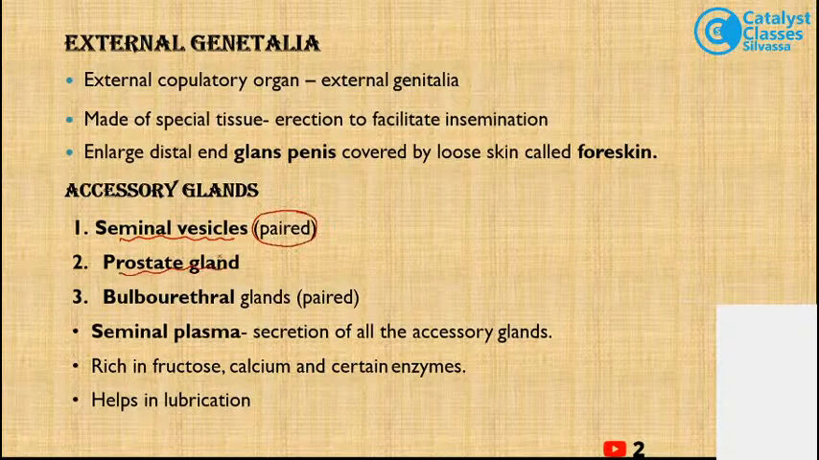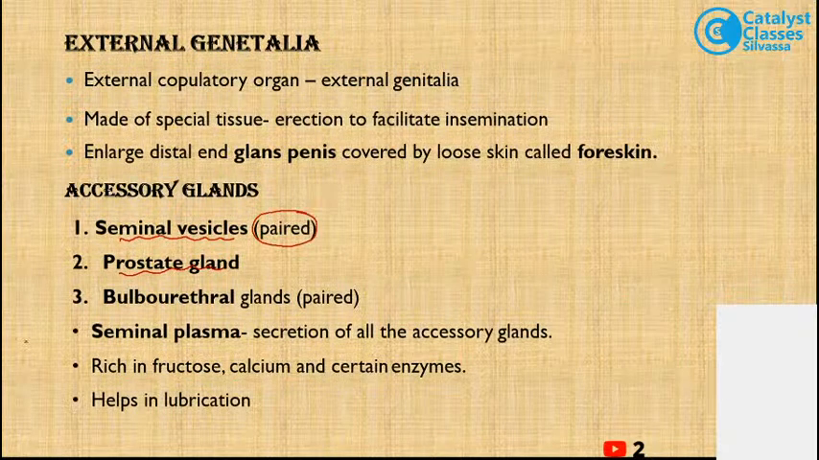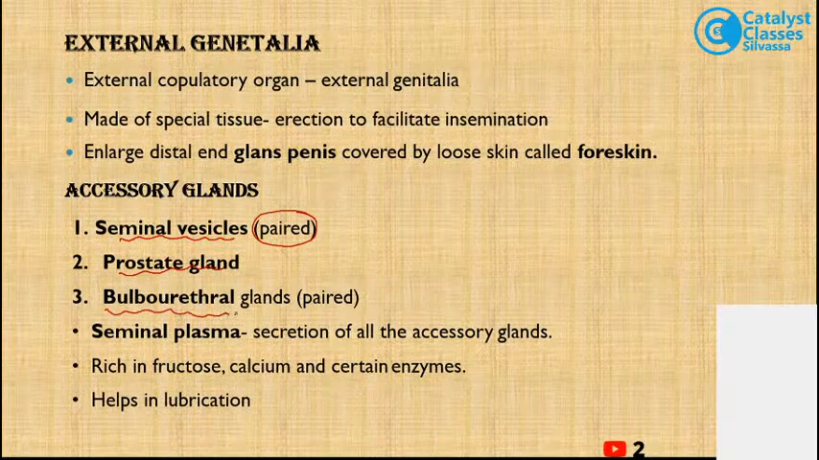Second is the prostate gland. This prostate gland is an unpaired gland. Okay, here you can see, this is the prostate gland. Here it is situated such that it looks like it is present in the form of a pair, but it is an unpaired organ. Okay, it is an unpaired organ, gland, sorry. And the last one is the bulbourethral gland, which is a paired gland.